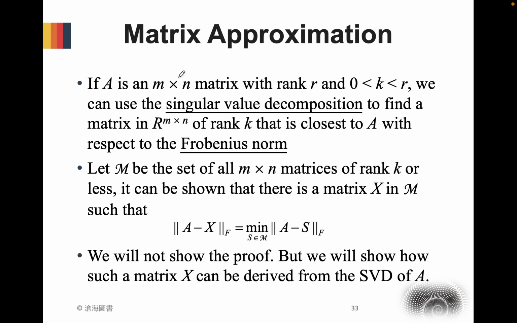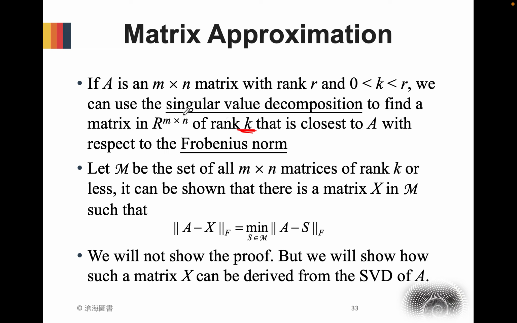If A is an n by n matrix with rank r, and there is some other value k which is larger than 0 and smaller than r, we can use the singular value decomposition to find a matrix in the space of n by n matrices of rank k that is closest to A with respect to the Frobenius norm.